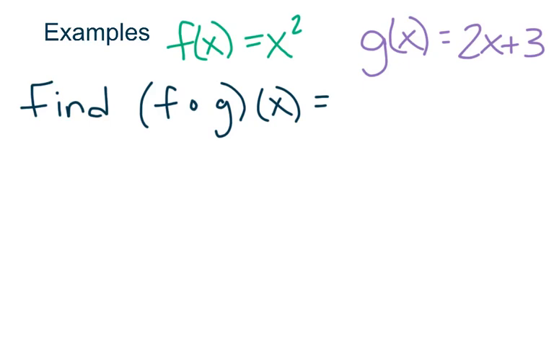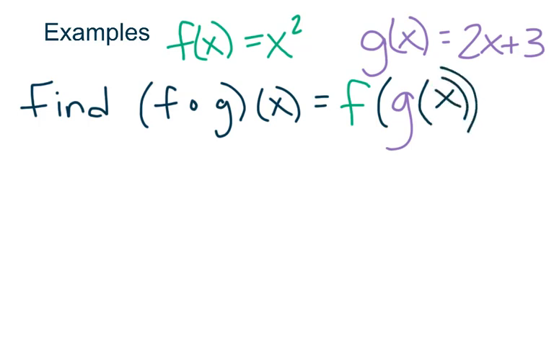Okay, so now what we're going to do is look at evaluating the function just for an x. So it works the same way. F is still going to be our outer function because it's the first one. G is going to be our inner function because it's the last one. And we're going to evaluate it for x.